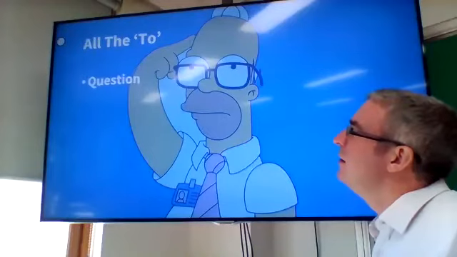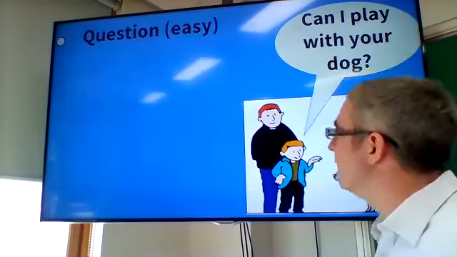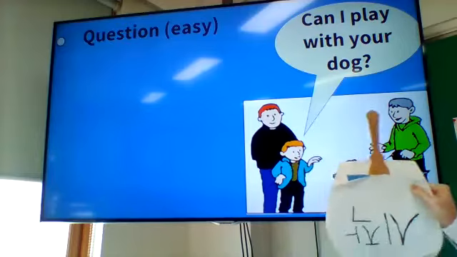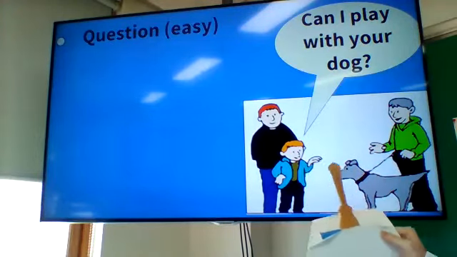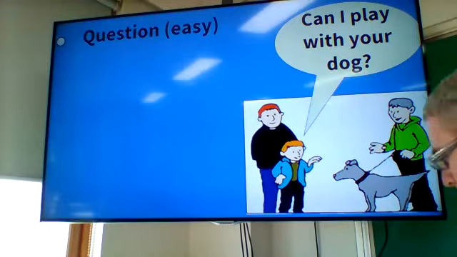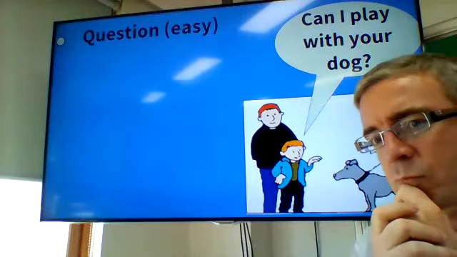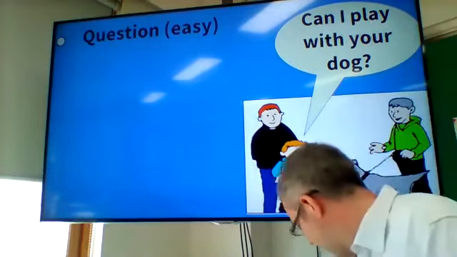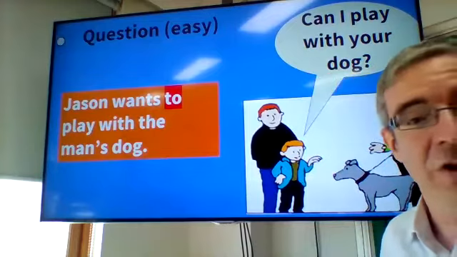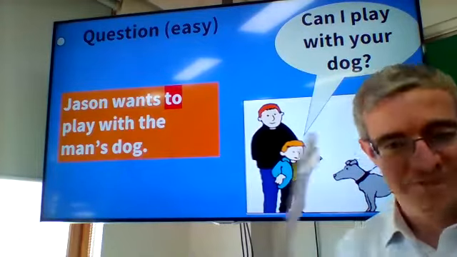Next. Look at it as almost kind of like a question and an answer. So we've got a man and a boy and a man and a dog. And what does the boy say? Can I play with your dog? Okay, so what does the boy want to do? Play with your dog. Yeah, so we can put it like this. Jason wants to play with the man's dog.